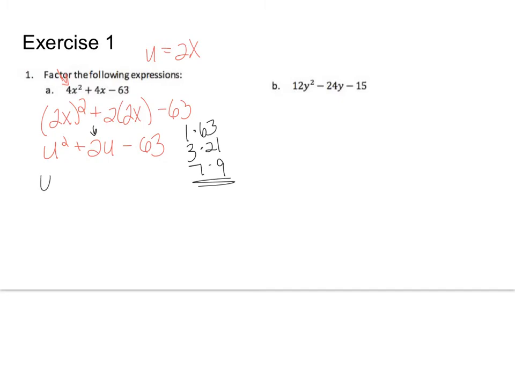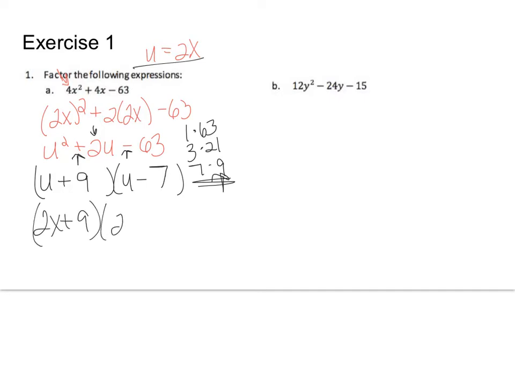I have u plus and u minus. Now, when I multiply them together, I'm going to get a negative, but when I add them together, I'm going to get a positive. That means that I need my 9 to be positive. So u plus 9 and u minus 7. If I FOILed that back, I would get the trinomial previous, so it works. Now let's go ahead and replace the u's with what we said u was equal to, which was 2x. So 2x plus 9 and 2x minus 7 are my factors. Pretty cool. Okay, let's see if we can make any sense with this part B.